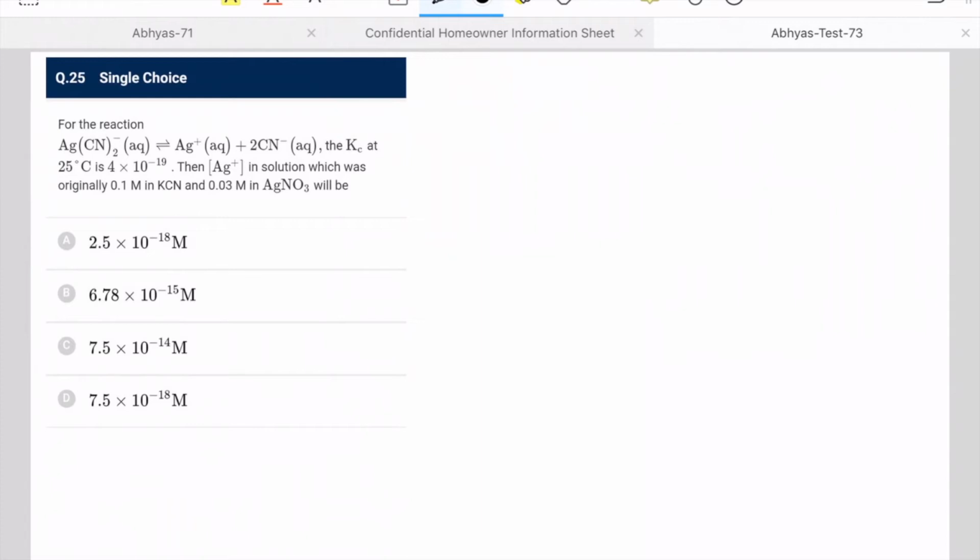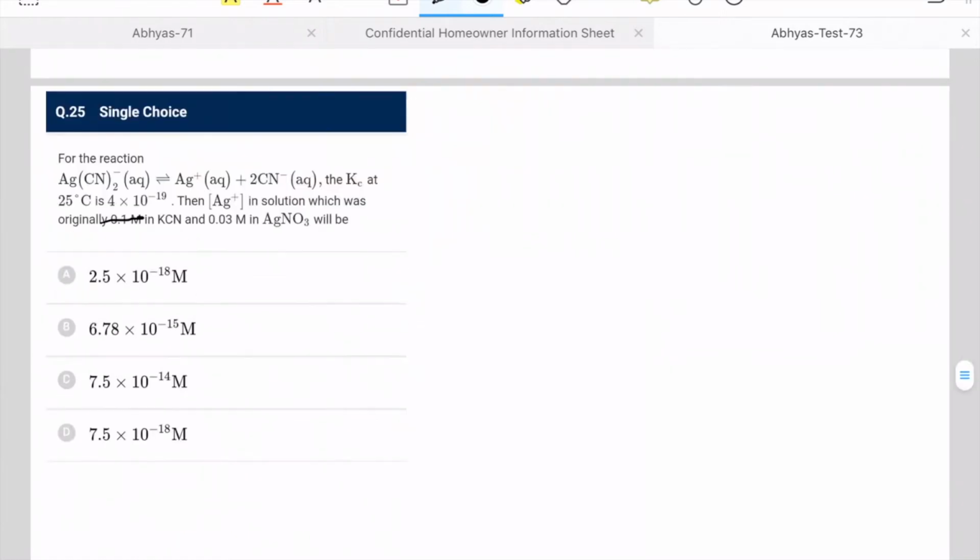AgCN aqueous gives rise to Ag+ aqueous and CN-. The Kc at 25 degrees is 4 into 10 to the power minus 19. Then Ag+ in solution, which was originally 0.1 M KCN and 0.03 M in AgNO3, will be... So we have to select.